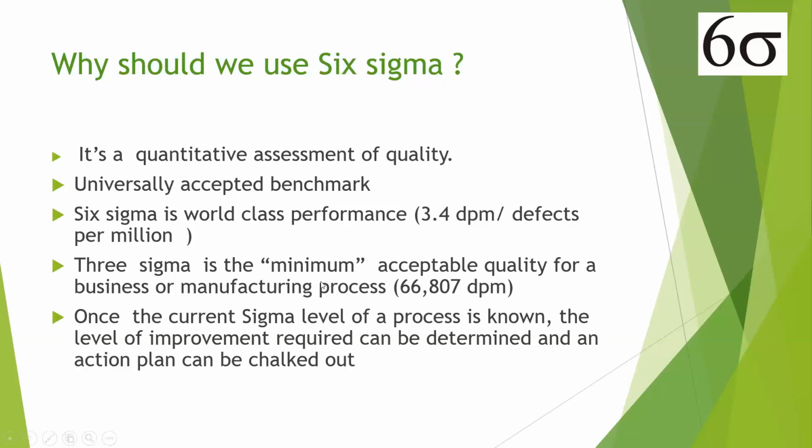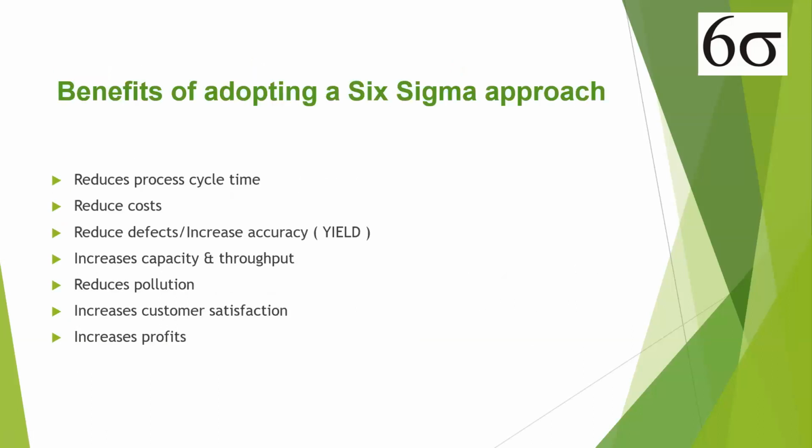Now, once the current level of sigma of a process is known, then we can chalk out the level of improvement and then an action plan. So like all other processes, first you have to have a baseline. Then you make a plan of how you will improve it, and then you chalk out an action plan to work on it. What is the advantage?